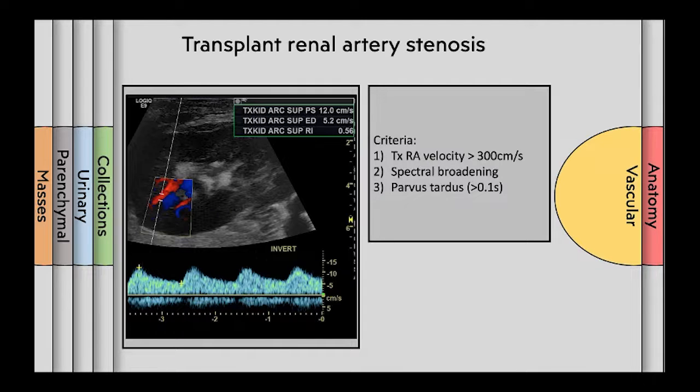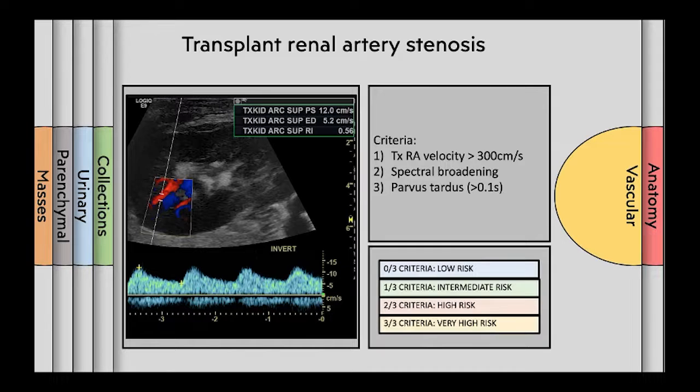At our institution, based on published research, we rely on the presence of 3 criteria to diagnose transplant renal artery stenosis. 1. A velocity greater than 300 centimeters per second. 2. The presence of spectral broadening within the transplanted renal artery. And 3. Parvus-tardus waveforms, defined as a time to peak of greater than 0.1 seconds. If none of these are present, there is essentially no chance of a stenosis.